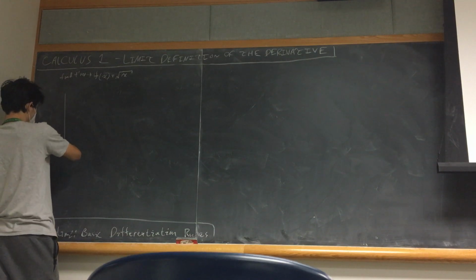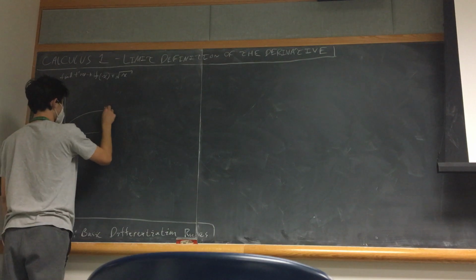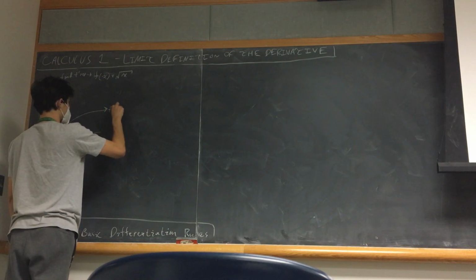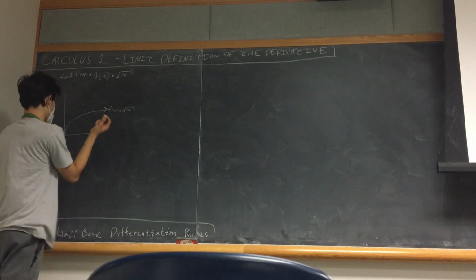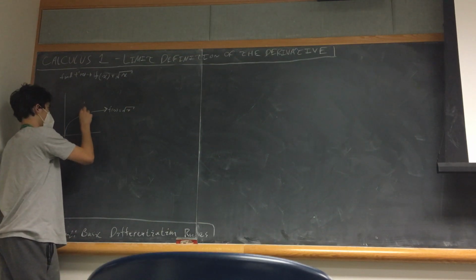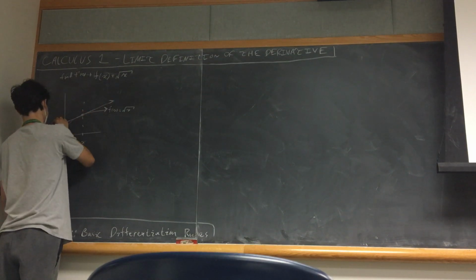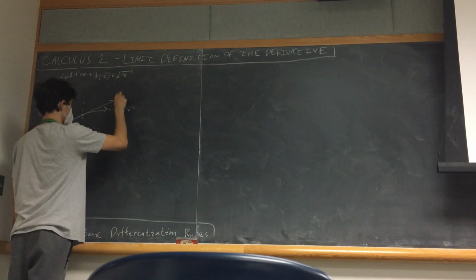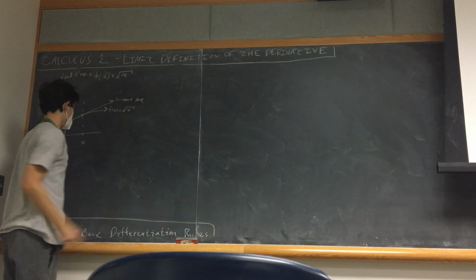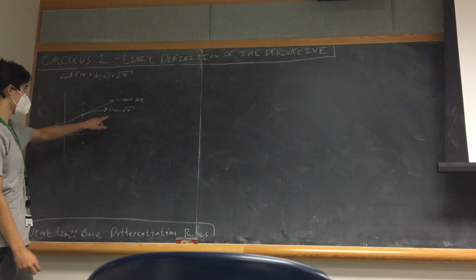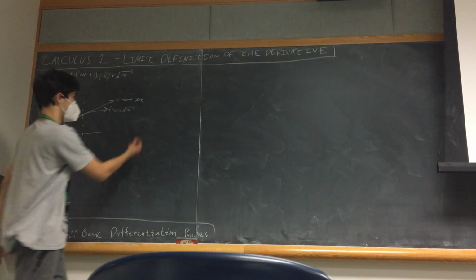So if we want to draw this on a graph, we see that this function looks something like this. I'm going to just pick a point x as my representative point. Here's the tangent line. And what we want to find is the derivative function. We want to find f prime of x.